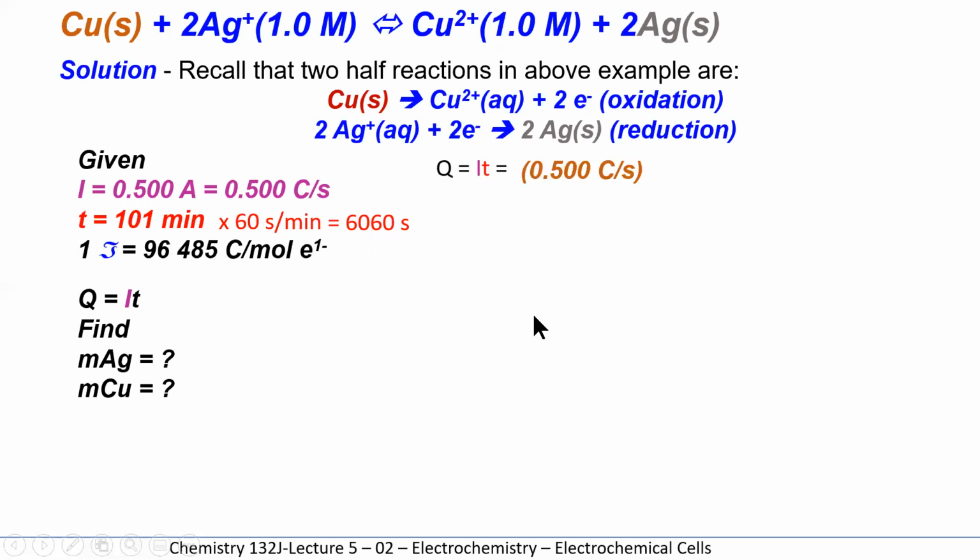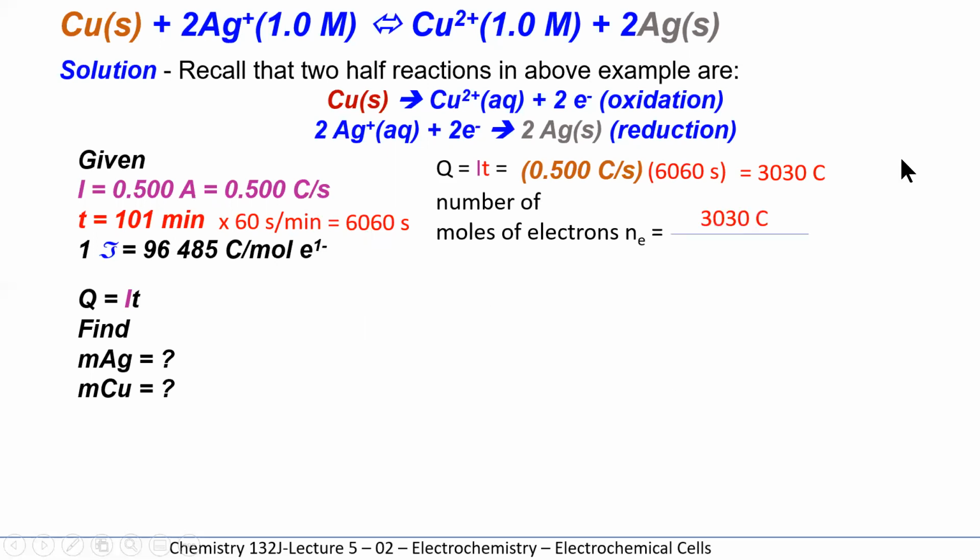So once we do that, we can figure out the total charge that was transferred in this particular cell during that 101 minutes. So we calculate the charge to be 3,030 coulombs. Now we can convert that into the number of moles of electrons that actually were transferred. We know how many coulombs of charge there are in a mole of electrons. So if we divide the number of coulombs by the number of coulombs in a mole of electrons, we end up with the number of moles of electrons.